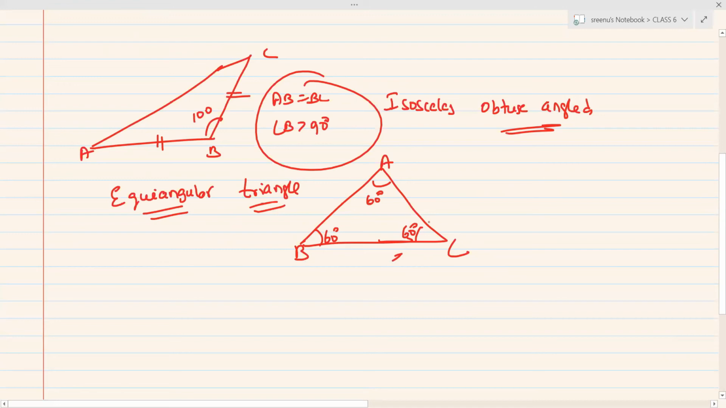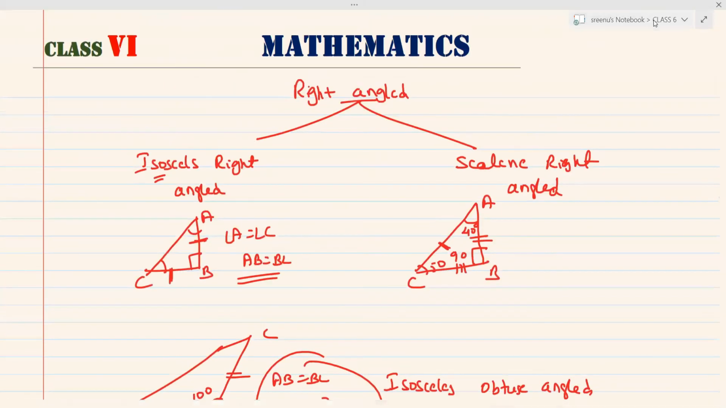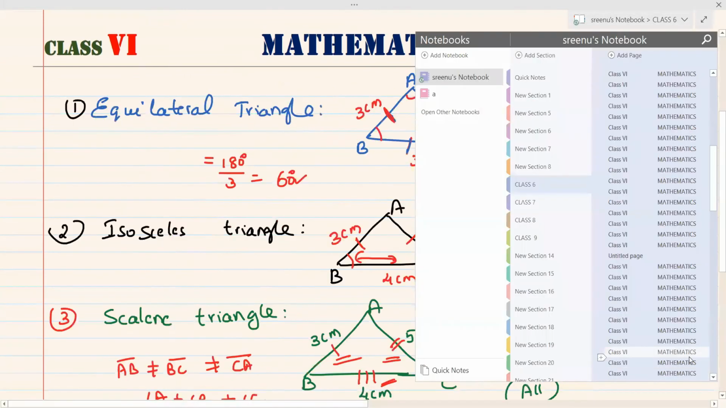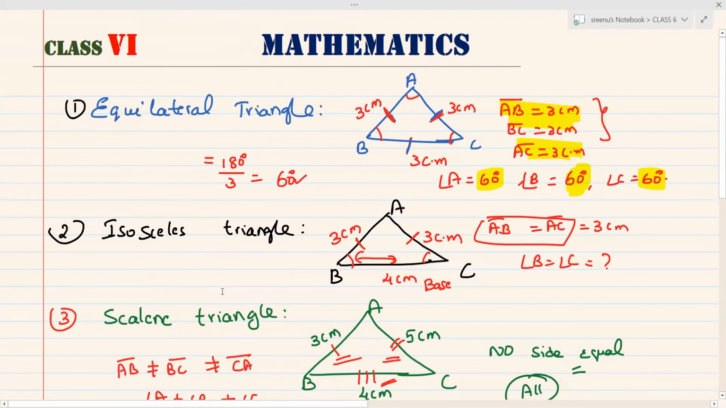So once again, we recall all the points we have discussed. Let me recall once. Triangles are classified according to the length of their sides. According to the length of their sides, we have three: equilateral, isosceles, and scalene. A triangle having three equal sides is an equilateral triangle. A triangle having two equal sides is called an isosceles triangle. A triangle having three unequal sides is called a scalene triangle.